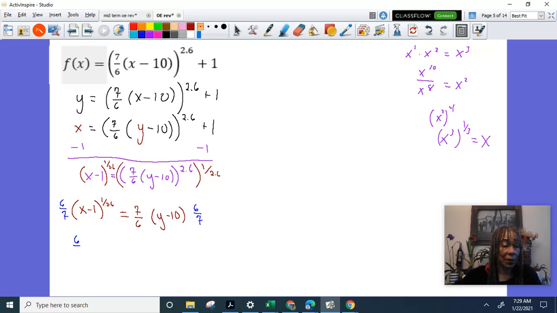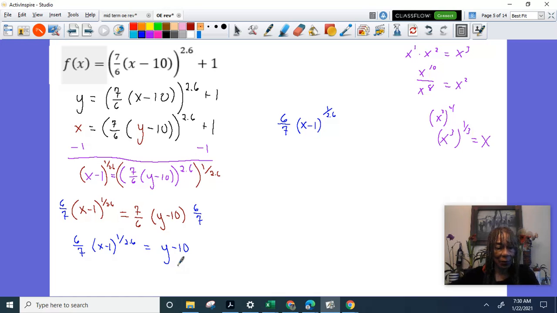And here we go writing a bunch of stuff again. You'll spend a lot of time writing stuff as your equations get more and more complicated. And you'll spend a lot less time making mistakes because you will not want to do that. So now the 7 and the 7, 6 and 6 cancel. I've got y minus 10. And my last step, finally, is I will have 6/7 times x minus 1, the quantity raised to the 1/2.6 power.